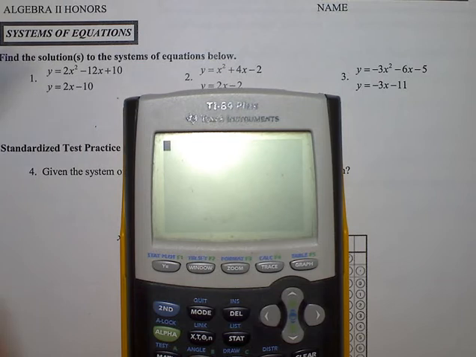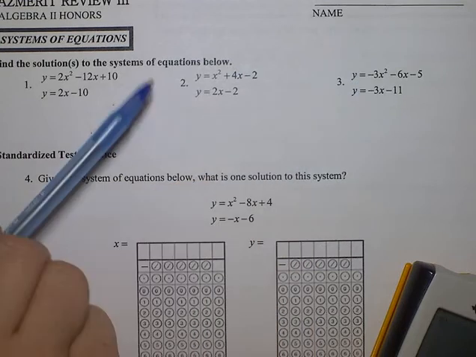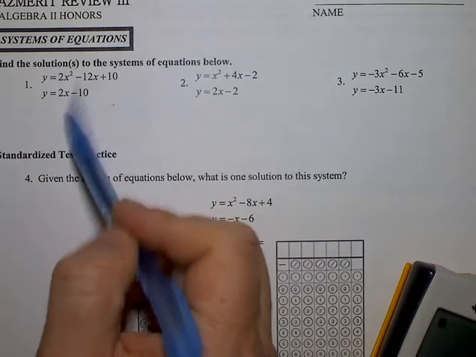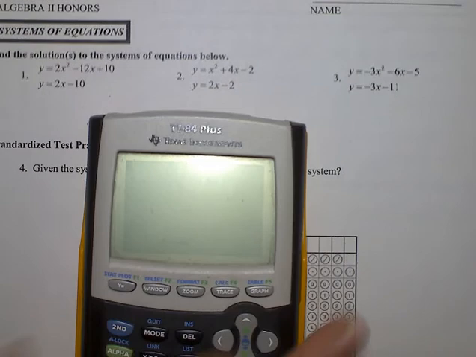Does everybody see where I have a quadratic here? Quadratic and a quadratic. That means the highest exponent is a 2. When they're both not linear, that means we can't do RREF. Instead, we're going to find out where they intersect.